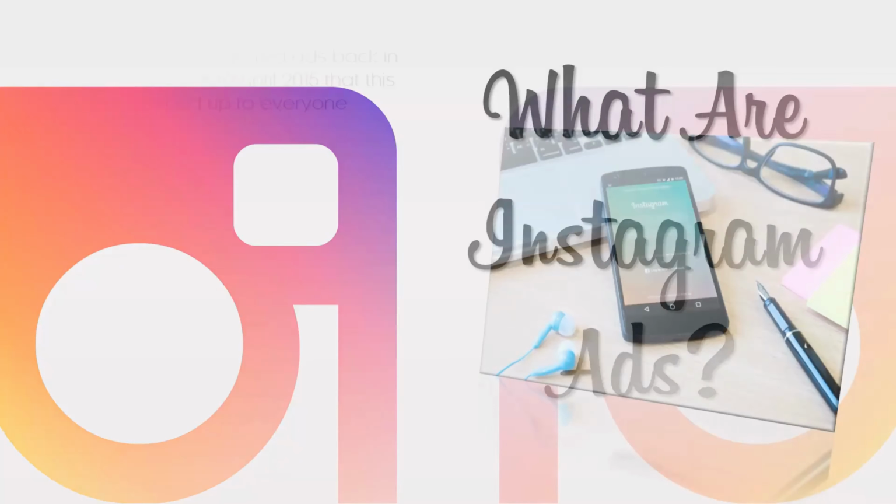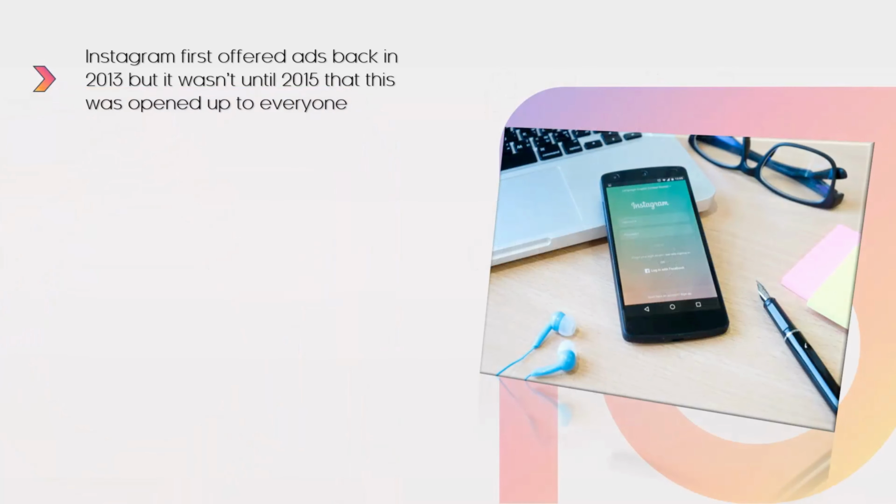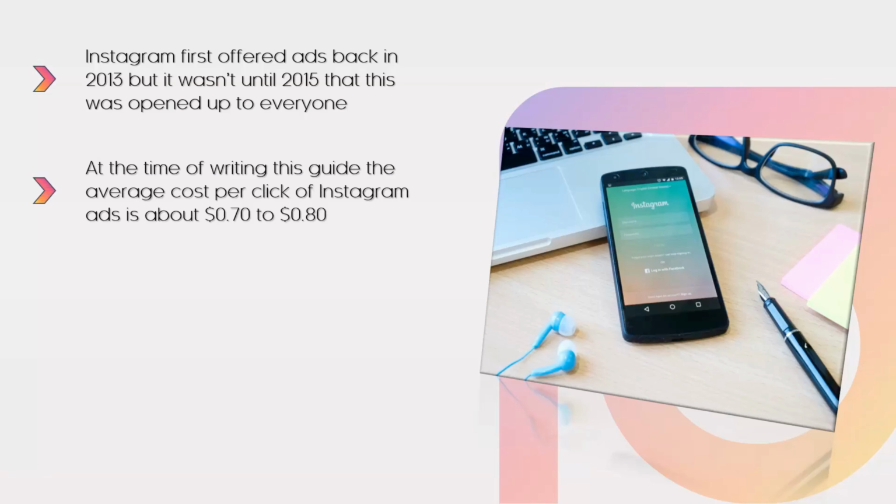Instagram ads. Instagram first offered ads back in 2013, but it wasn't until 2015 that this was opened up to everyone. Once businesses started using Instagram ads, they found them to be very effective. At the time of the writing of this guide, the average cost per click of Instagram ads is about 70 cents to 80 cents. This comes from an analysis of over $300 million in ad spend on the platform.